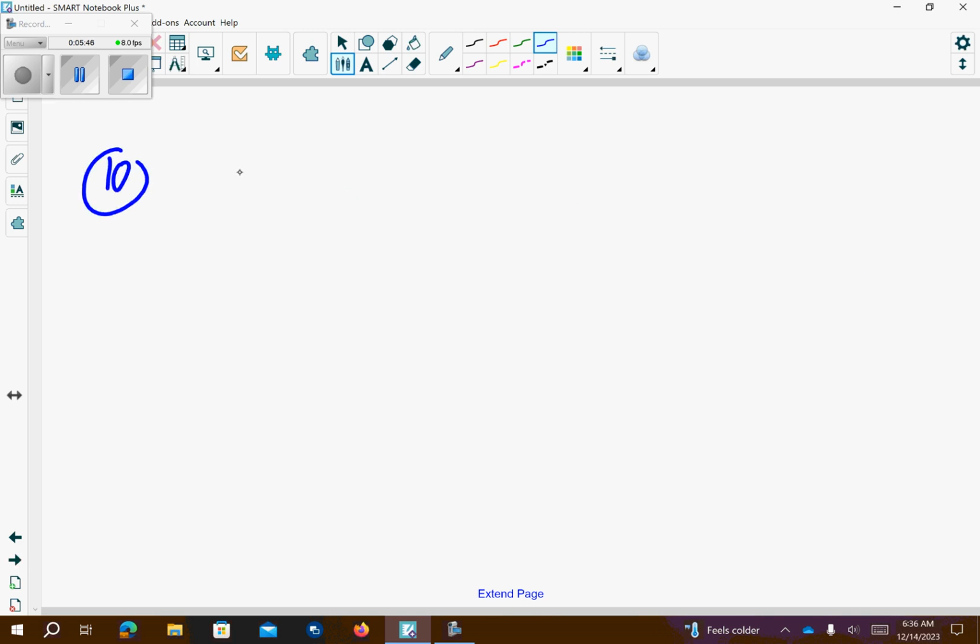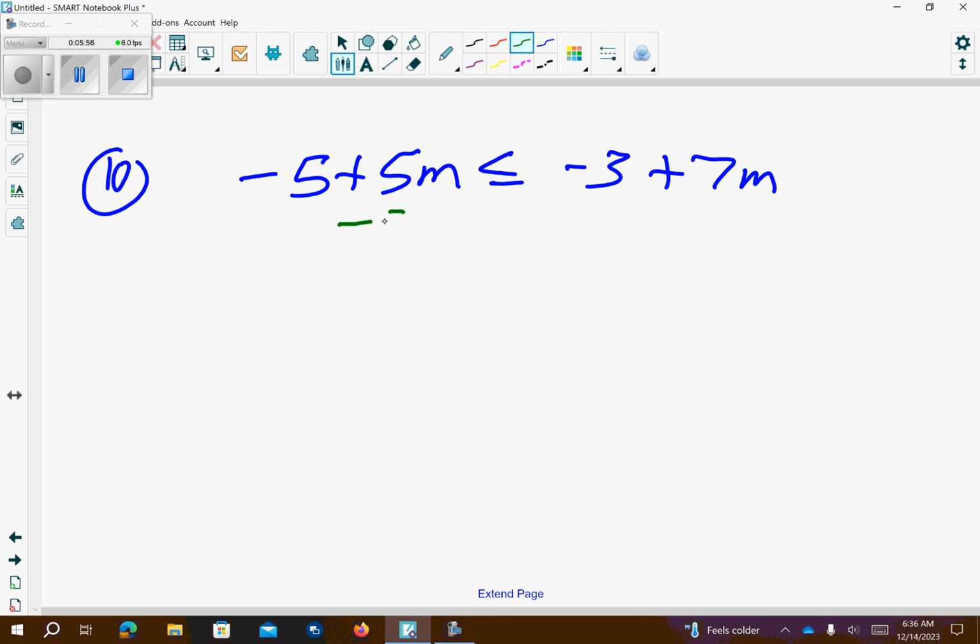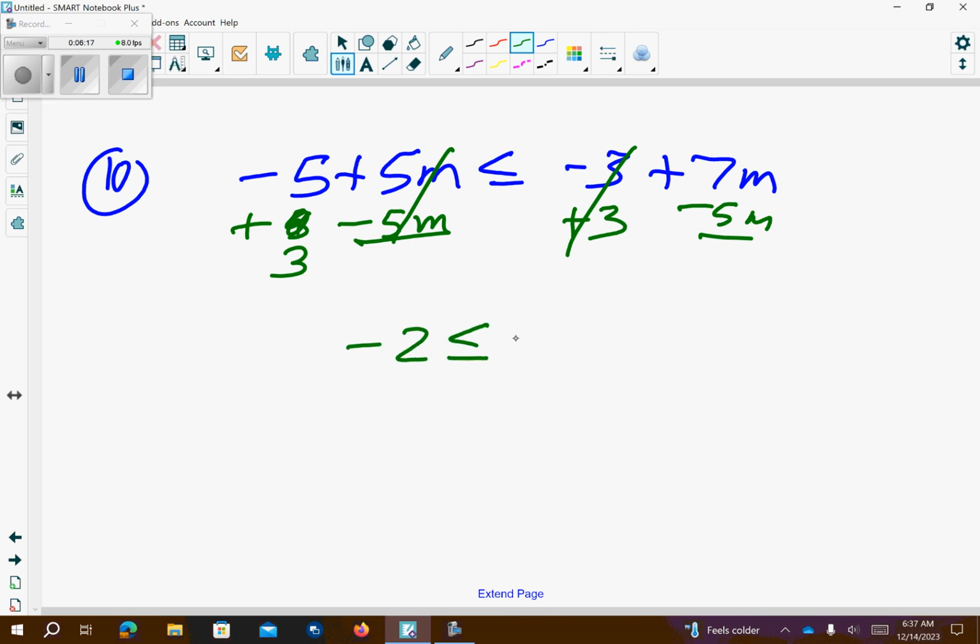Number 10, I have negative 5 plus 5m is less than or equal to negative 3 plus 7m. Let's start getting m by itself, so I'm going to subtract 5m from both sides. Those cancel out. I'm also going to add 5 to both sides. Or I take that back, I'm going to add 3 to both sides. So those cancel each other out. That's going to give me negative 5 plus 3 is negative 2. 7m minus 5m is 2m.